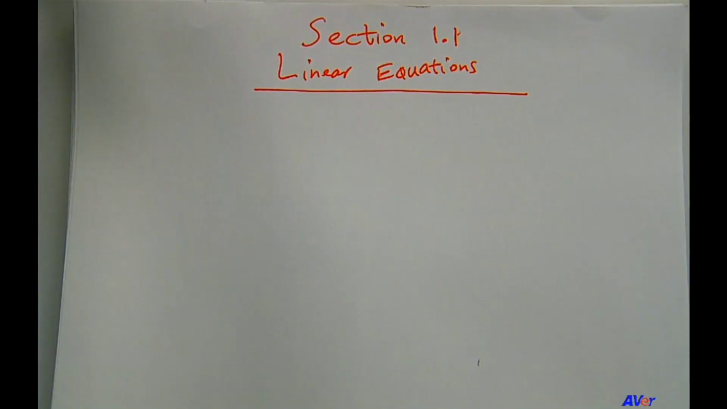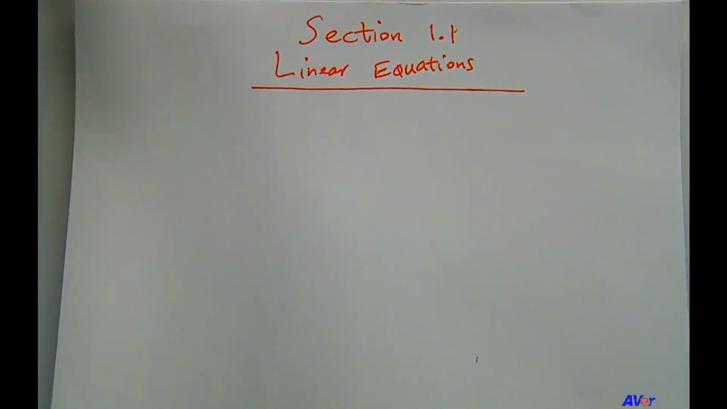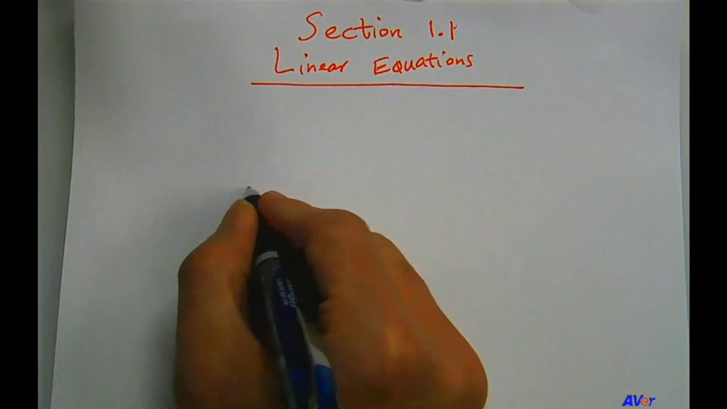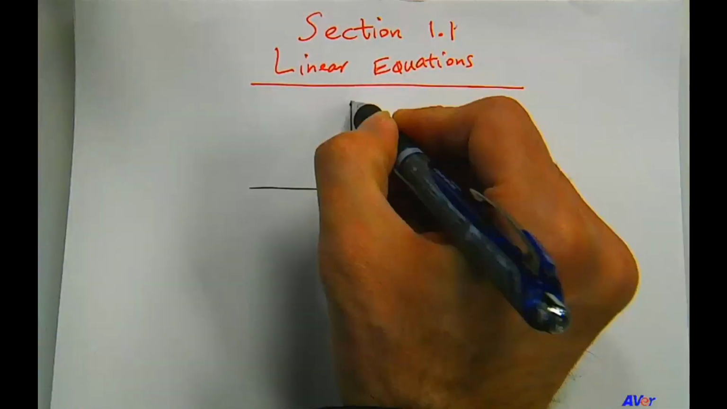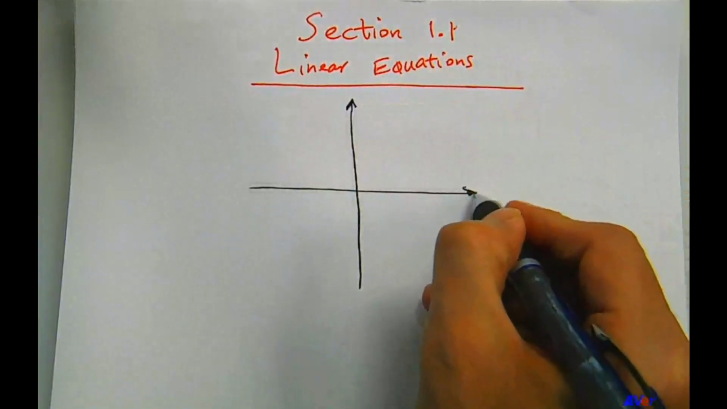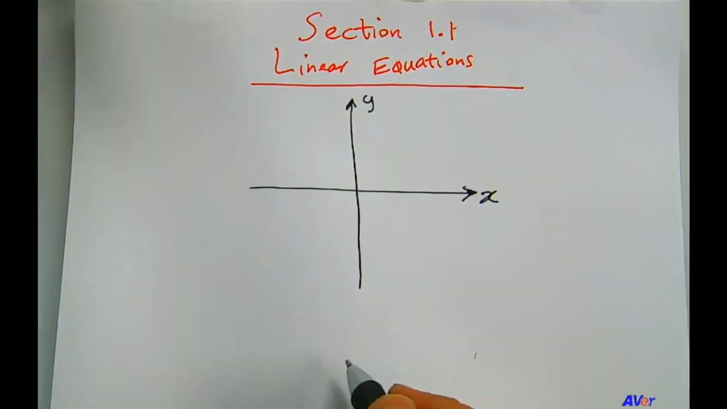Okay, so let's begin this course, Math 132, and of course, welcome to all of you. Well, the first section is about linear equations. The first thing we want to know about linear equations is that we can model them in a Cartesian coordinate system, also known as the XY plane.